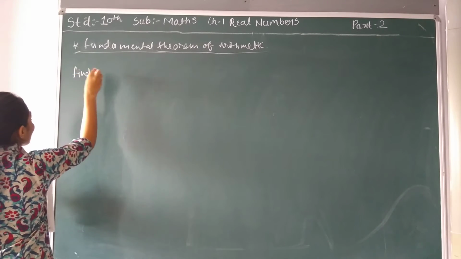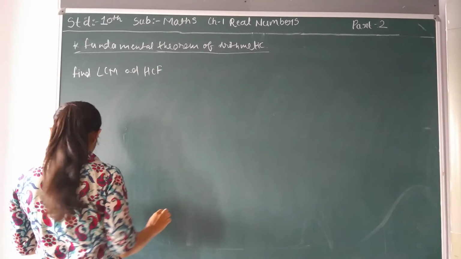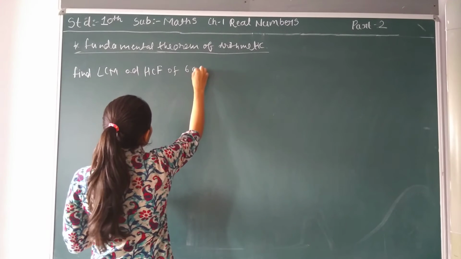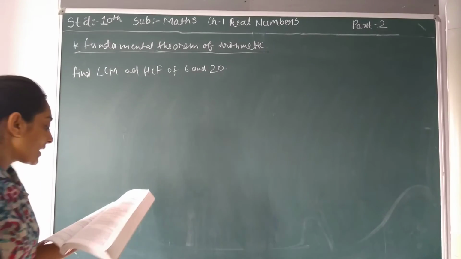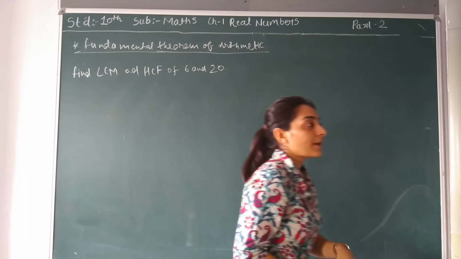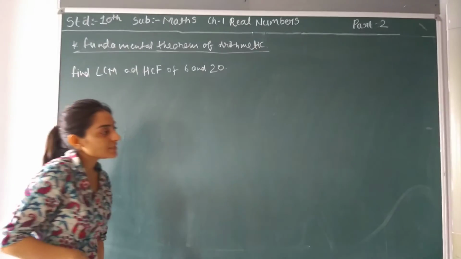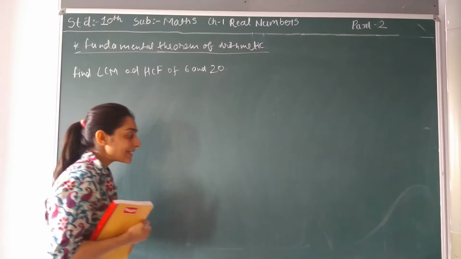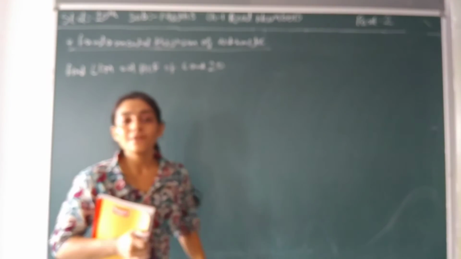Now, find the LCM and HCF of 6 and 20 by the prime factorization method. One important thing: if the question asks you to use prime factorization, we are going to use that method. If the question asks you to use the Euclid division algorithm, then you have to use that method to find the HCF.